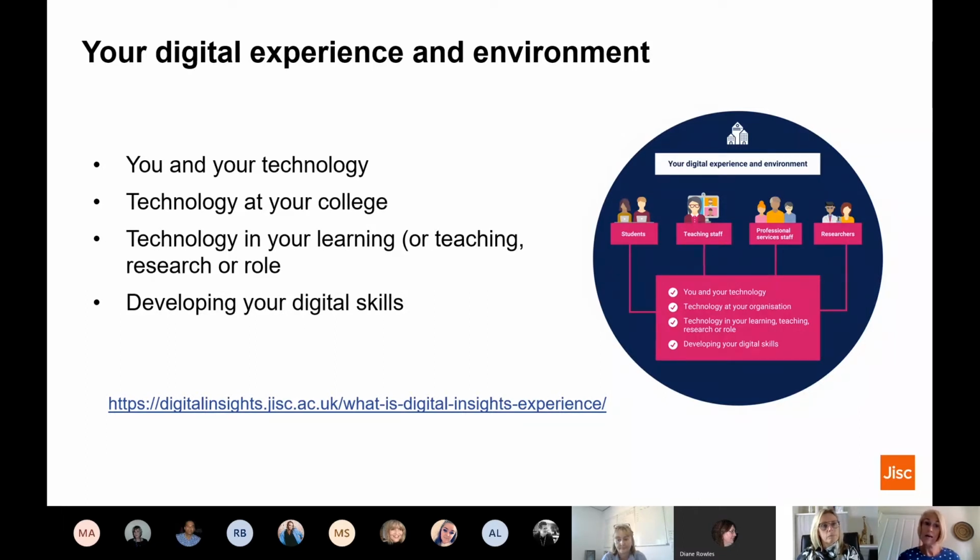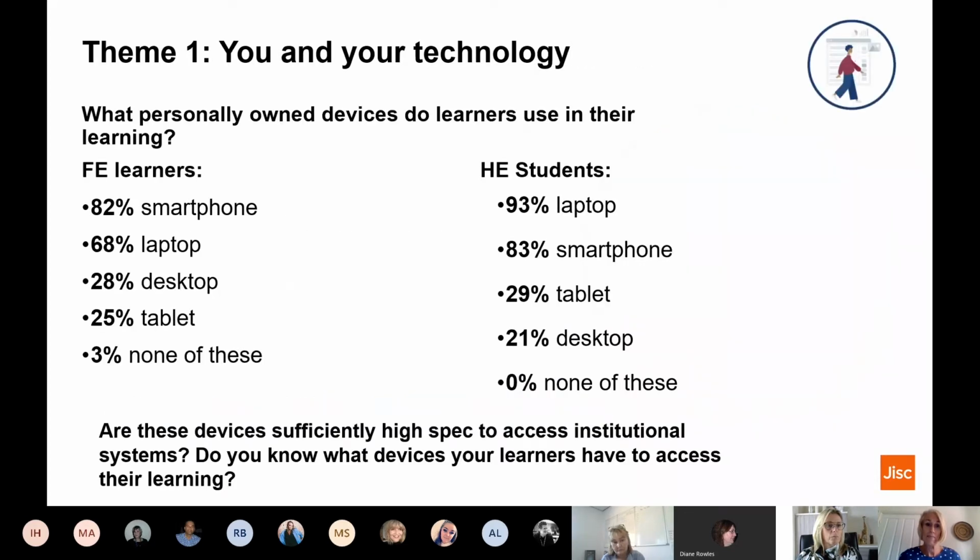So question sets around you and your technology, and how you're using the technology at your college, technology on your course, and lastly about developing your digital skills. So I'm going to go through each of those sections and give you some of the highlights coming through, and then draw that together in some conclusions about next steps and how we can move our practice forward to ensure that all students have that equitable and excellent experience of the digital environment when they come back in the new academic year.